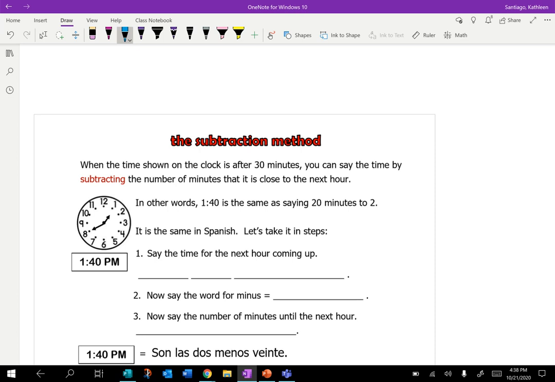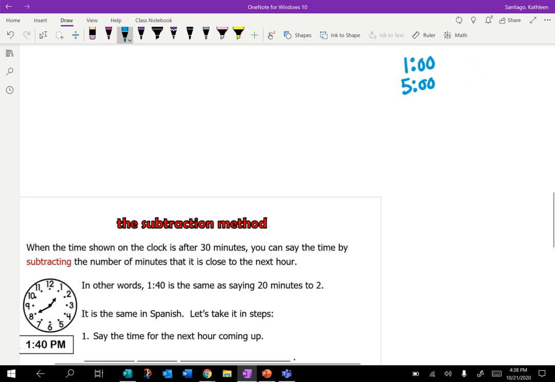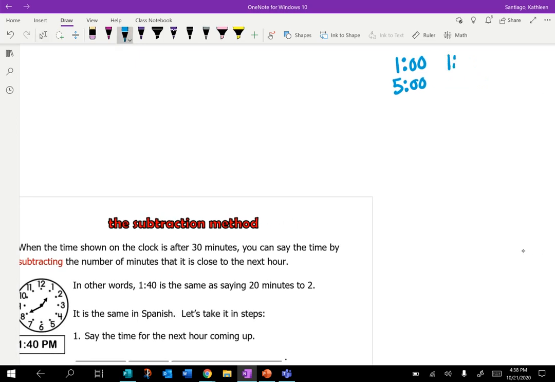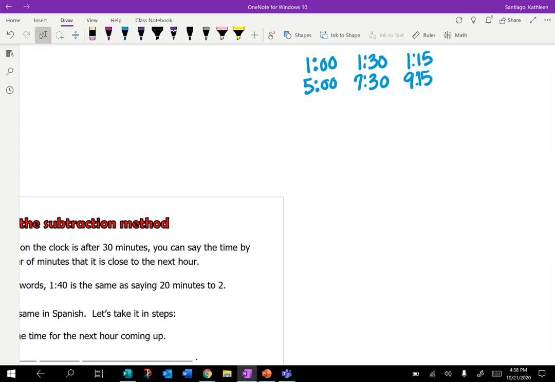Let's talk a little bit about where we've been so far. So we've already learned to say es la una, son las cinco. Then we learned how to say es la una y media, son las 7:30. Then we practiced with es la 1:15, son las 9:15. Then we just took the notes on how to talk about time with any amount of minutes.